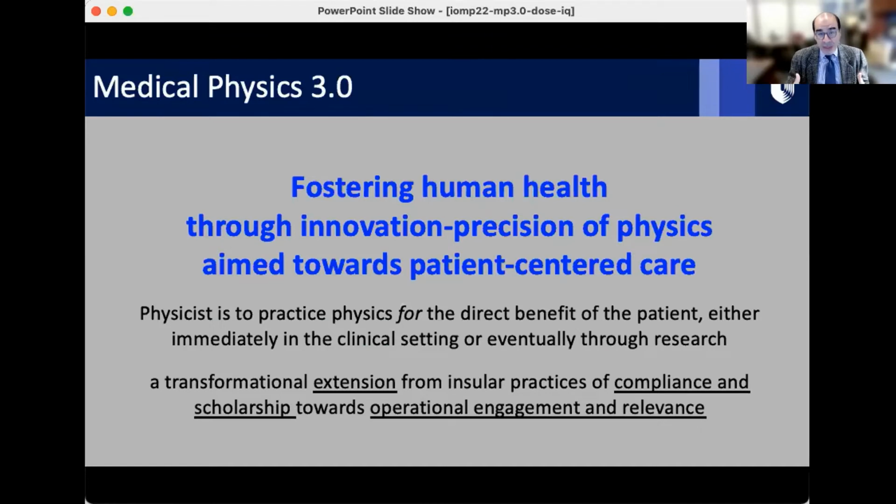And if you really want to embody that, and I'm going to exemplify that in a few slides in a second, it is a transformational extension from the insular practices of compliance and scholarship towards operational engagement and relevance. So this is the sort of big definition of the field of Medical Physics 3.0.